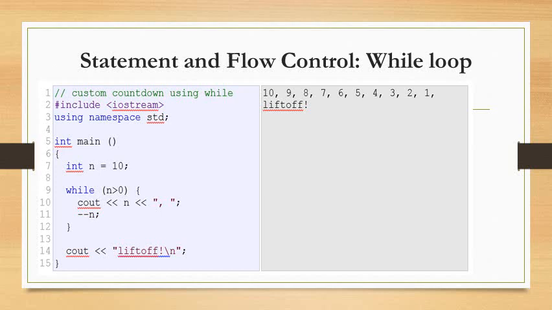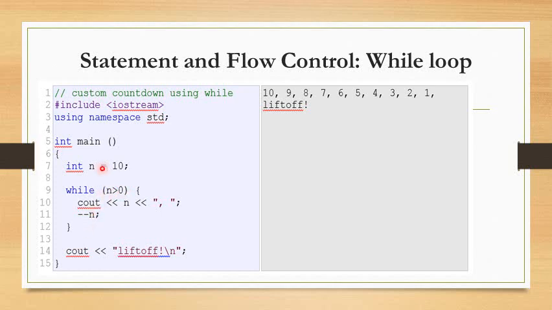Look at this simple example. The first line is a comment, custom countdown using while. We have hash include iostream, using namespace std, int main, int n equal to 10, while n greater than 0, begin, cout n, then semicolon, then minus-minus n. So in this place, what it will do is print the value of n and decrement the value of n.